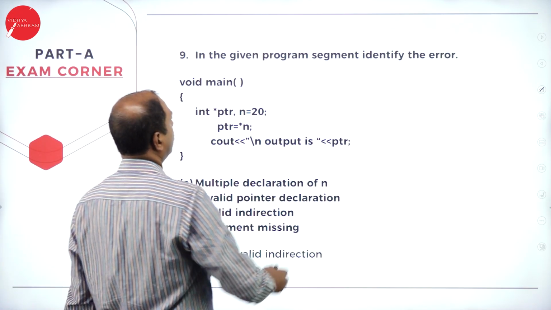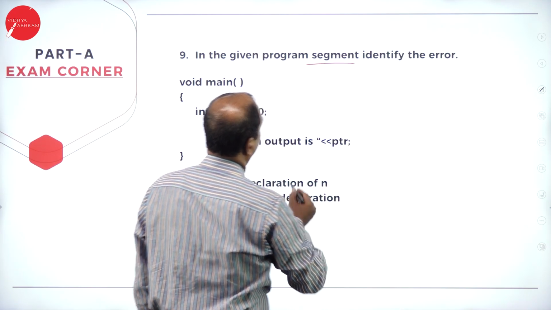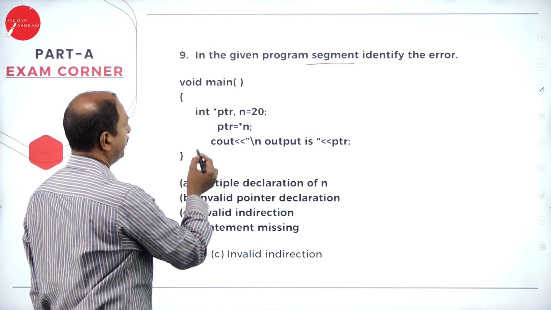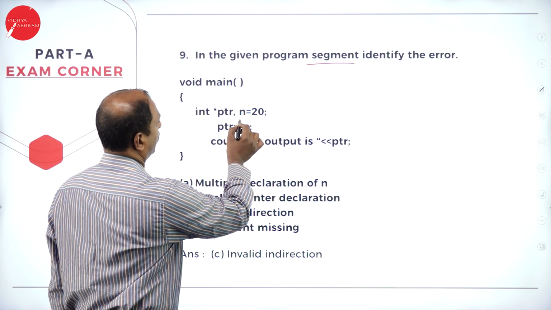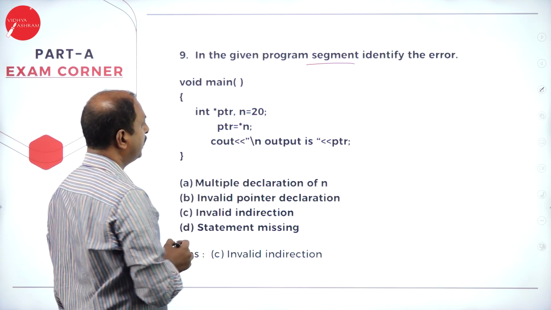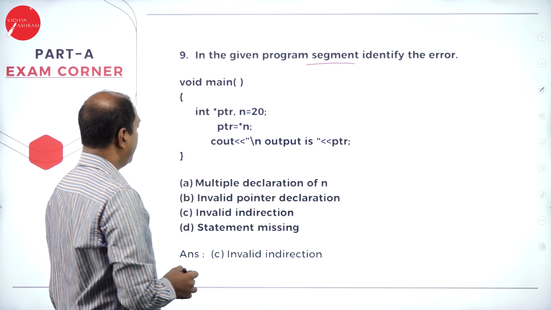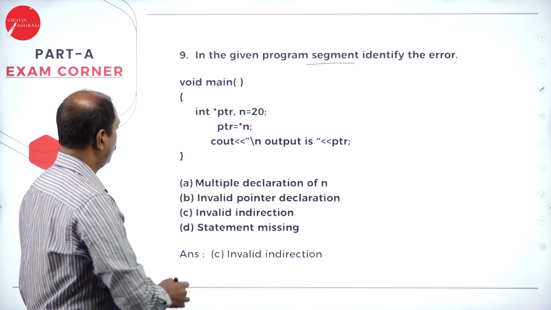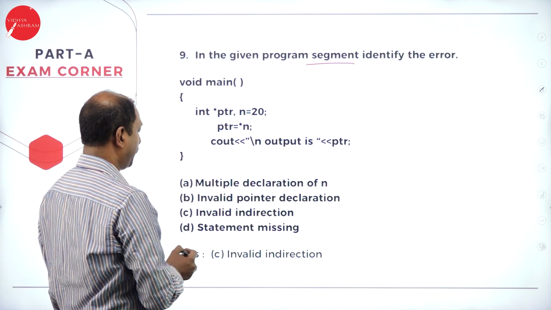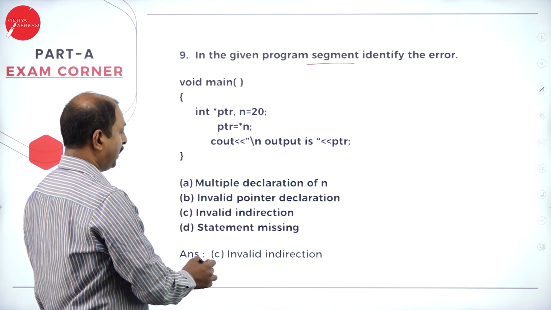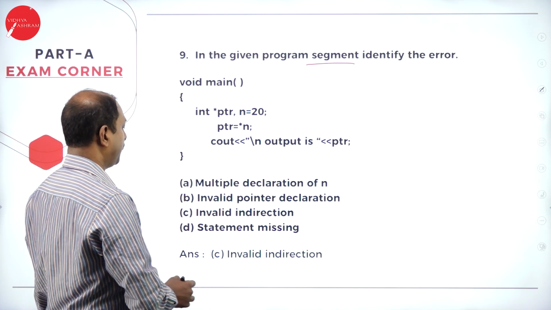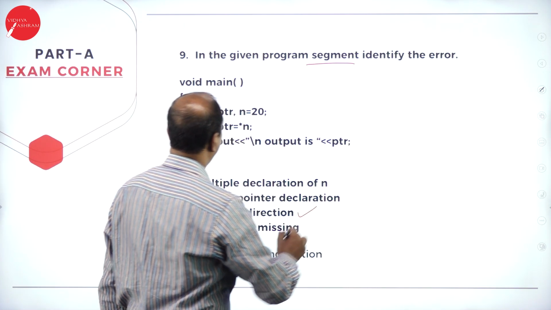Now question number 9. In the given program segment, identify the error. Here void main, open the bracket, int *ptr, n = 20. And here ptr = *n, and here cout << n. The given options are: A, multiple declaration of n; B, invalid pointer declaration; C, invalid indirection; and D, statement missing. So if you consider the example here, the answer is C, that is invalid indirection.